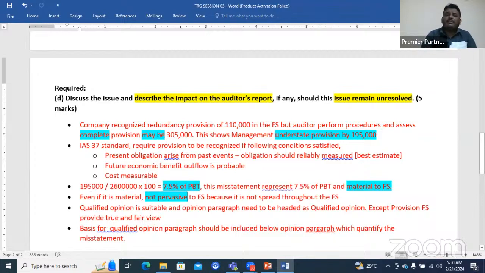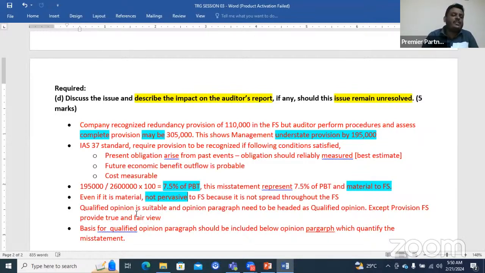195,000 if you adjust, still it is profit only. So profit to profit, it does not become a loss. As a result, I can say simply it is not pervasive. But take this mechanism again, I'm telling you how to assess pervasiveness.